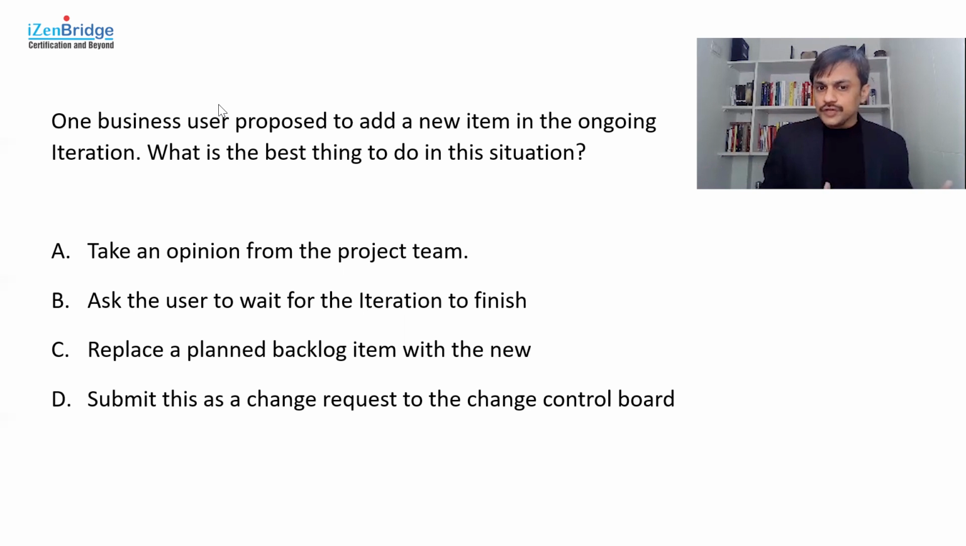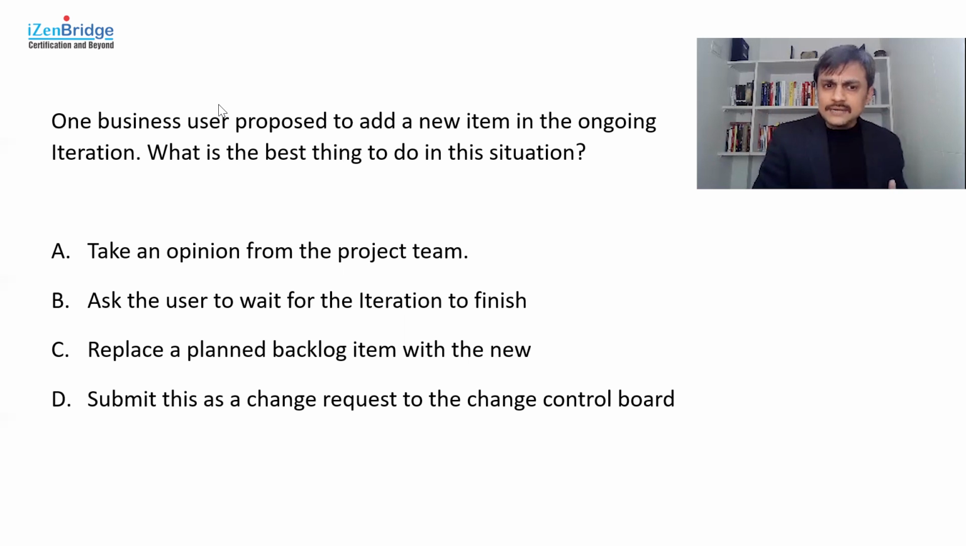Option B, ask the user to wait for the iteration to finish, is a good option. Probably we can have a better one, which says: ask the user to add this item into the product backlog and discuss in a backlog refinement meeting. That could have been a better one if it is available, but this seems to be an okay option. We can say, okay, let the iteration finish and then we'll see if we want to take this particular item, provided the other priorities are also matching. So we flag this option B. If we don't have anything good, we will come back to it.